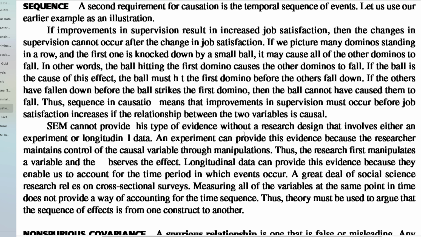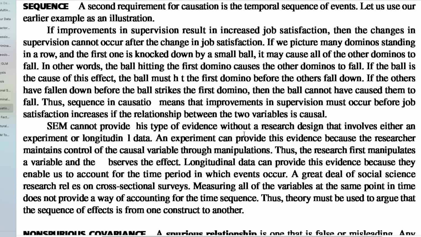In other words, the ball hitting the first domino causes the other dominoes to fall. If the ball is the cause of the effect, the ball must hit the first domino before the others fall down. If the others have fallen down before the ball strikes the first domino, then the ball cannot have caused them to fall. This sequence in causation means that improvement in supervision must occur before the job satisfaction increase if the relationship between the two variables is causal.